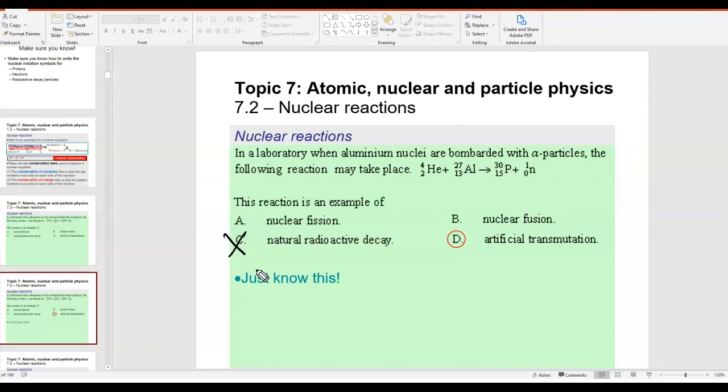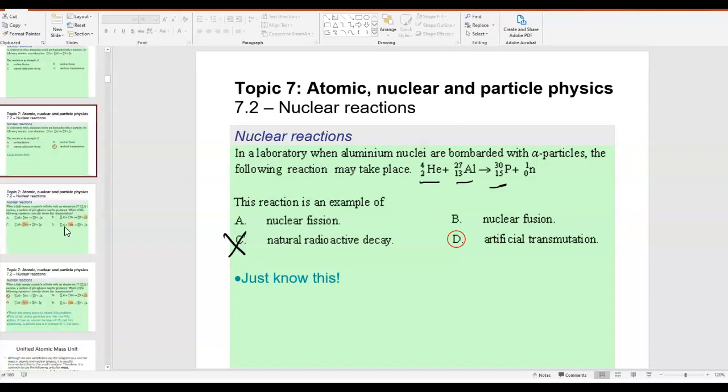Okay, artificial transmutation, again, you typically have some type of particle like a proton, neutron, or alpha particle hitting one type of atom and then producing another atom. Okay, that's like the definition of artificial transmutation. Okay, so pause it there if you need to review that.